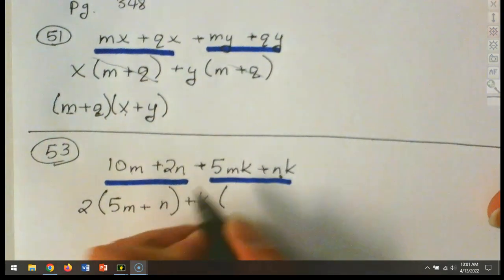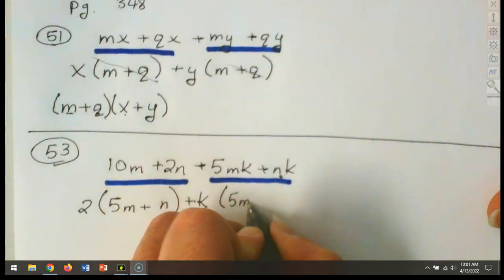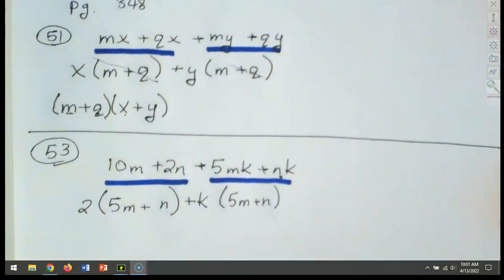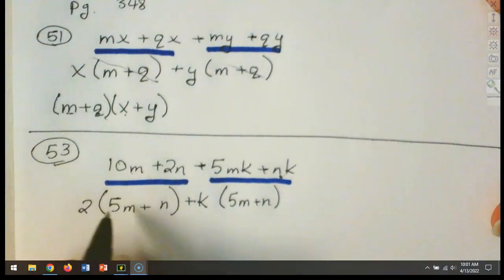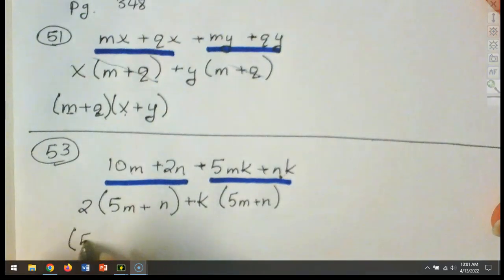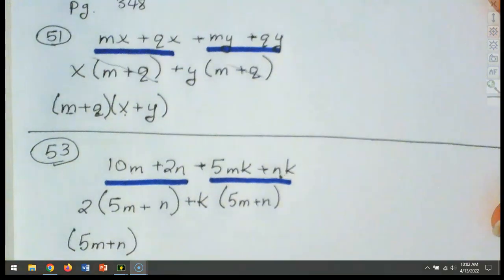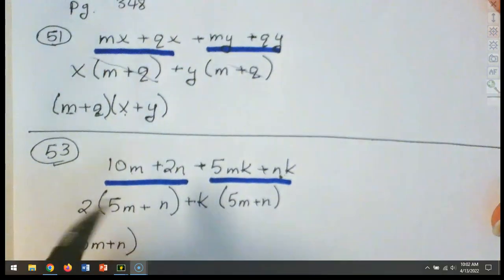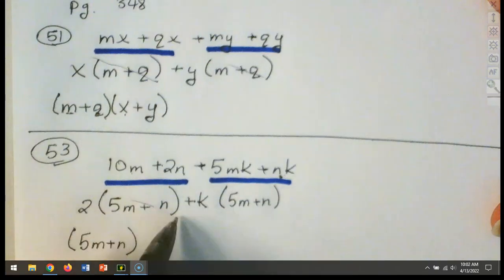So when I take that K out, what's left over? 5n plus n. Are these parentheses exactly the same again? Are these the same? Yes. So that means it comes out. So 5m plus n comes out. You can cross it off. Right? Okay, gone and gone.